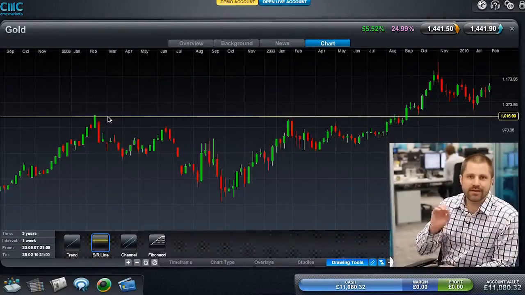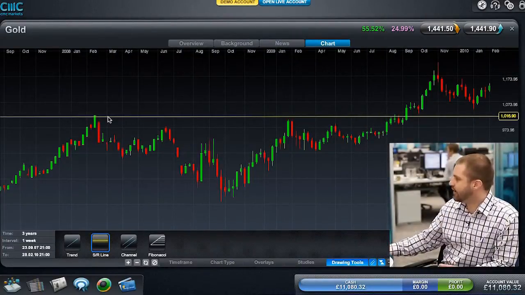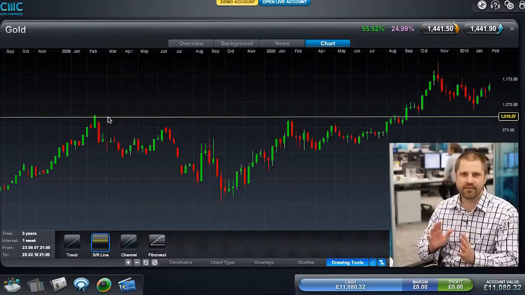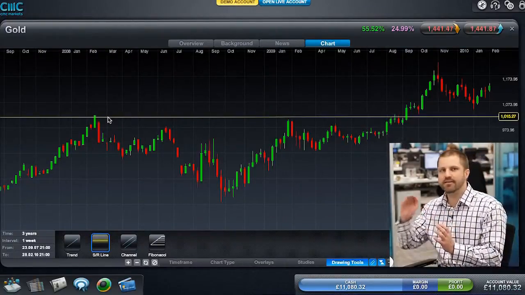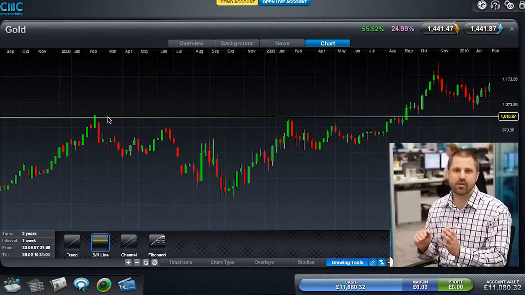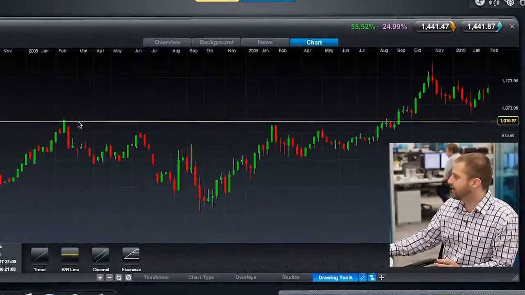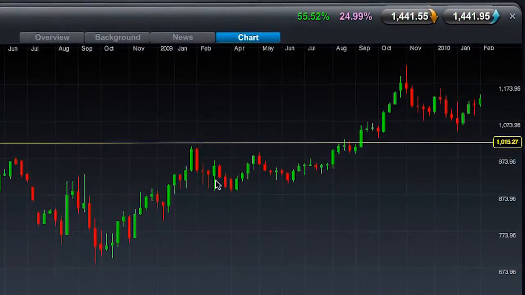we can clearly identify an area just around about this level, about 1015, that each time the market starts to reach that level, it starts to drop down in value. So we'll click here and release that. So you see the market approach this level, fall in value, approach this level and start to fall in value.